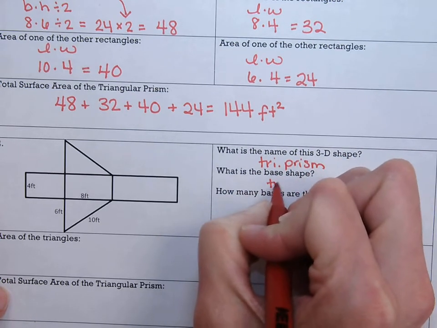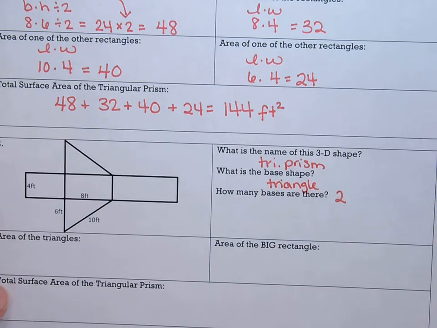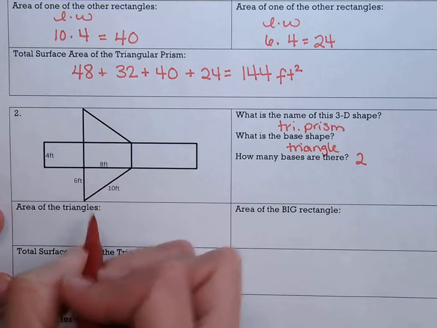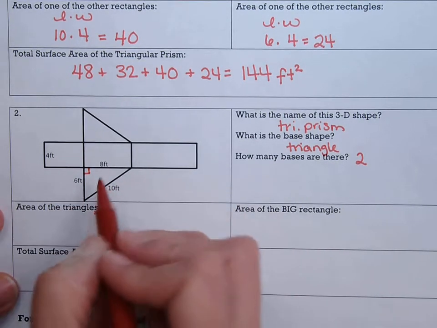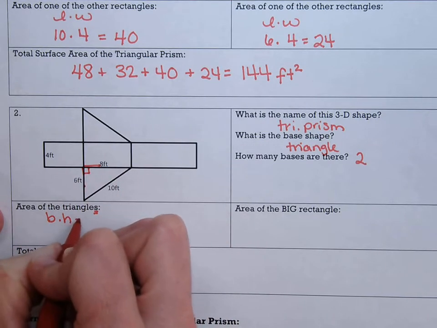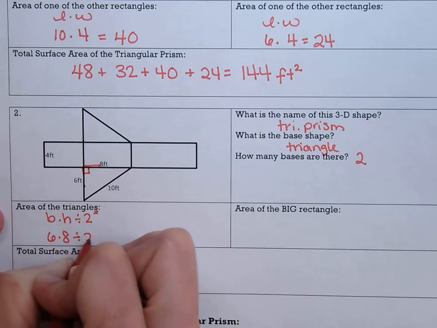The base is still going to be a triangle, and there are still going to be two bases. So what is the area of the triangles? Once again, it's triangles. So here is my right angle. So 6 times 8 would be base times height. 6 times 8, 8 times 6 doesn't matter.